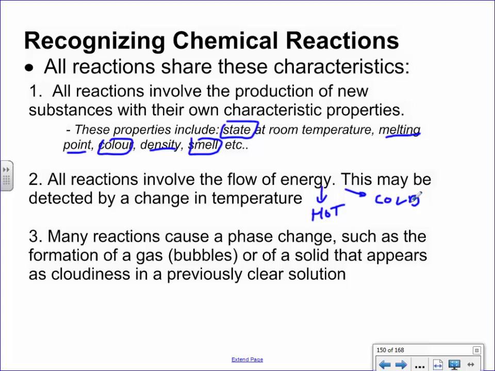Do you guys remember that one, though, where it actually got colder? So all reactions should involve some sort of temperature change. Whether it's enough that we notice it, like it might only change by 1 degree, but all of them should change. And then this one is kind of redundant because I already changed state at room temperature, but you may notice gases or solids appearing. Sometimes there's a phase change. This really shouldn't have been new information because we've already talked about these things in our labs and in our notes.